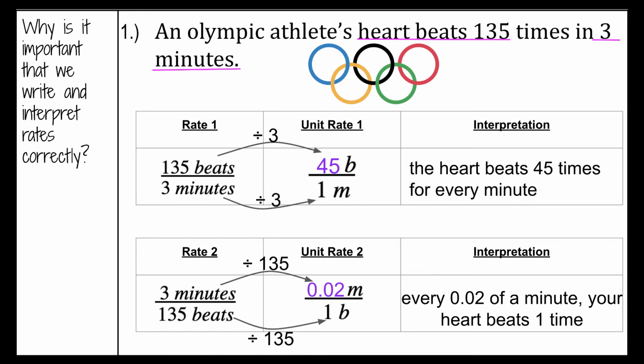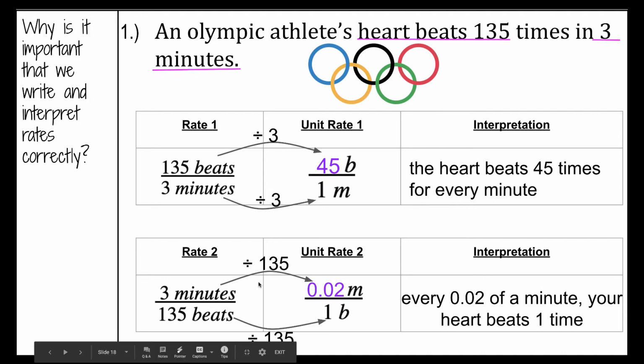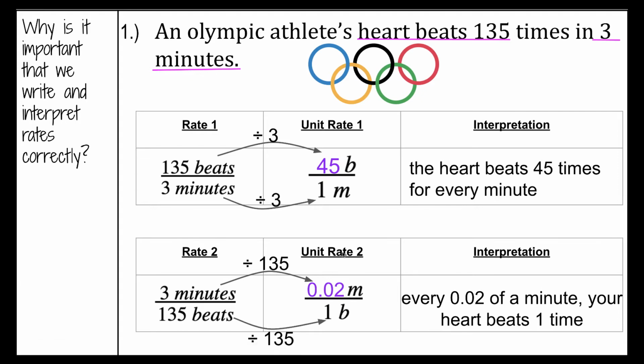Graders, which one of these interpretations do you understand the best? The first one, the heart beats 45 times for every minute. Do you think you could use that rate to figure out how many heartbeats you'd have in 10 minutes? Yeah? How about that second interpretation? Does your brain comprehend that as easily? Every 2/100ths of a minute, your heart beats 1 time. Not as clearly. I think, and maybe you'll agree with me on this, the one that my brain comprehends the best is our first setup here.